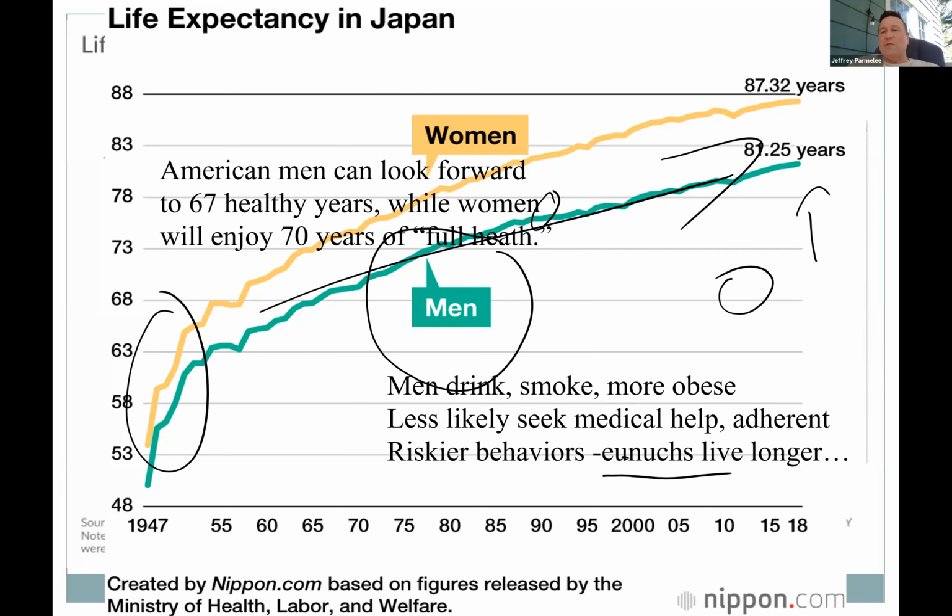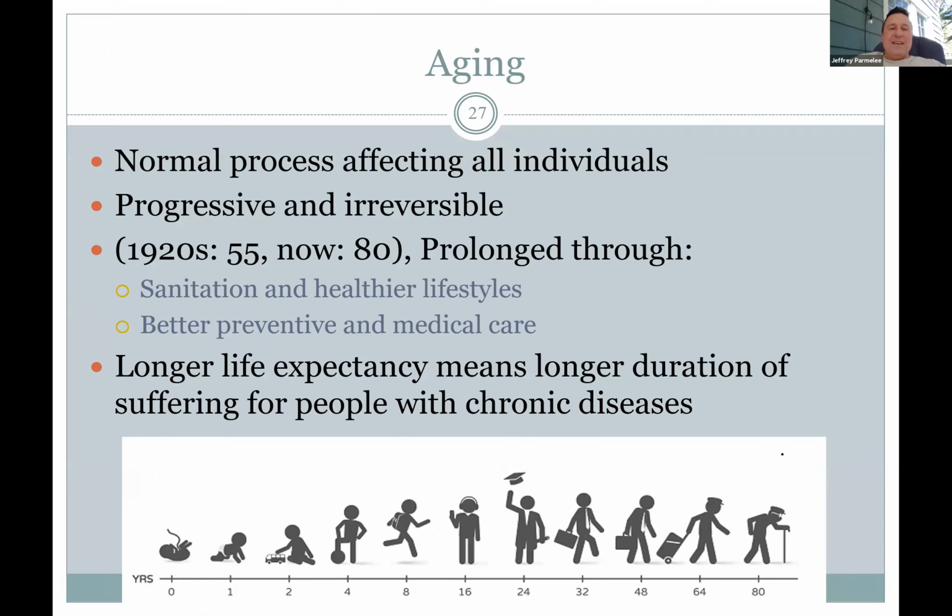And you see this if you look at an old folks' home. There's more women than men, right? So aging is a progressive, irreversible disease. Although people are trying to find the fountain of youth, trying to see if growth hormone and various vitamins and such can prolong life.